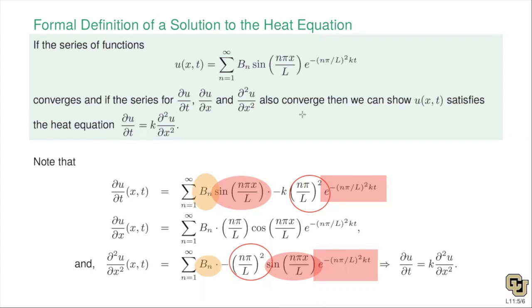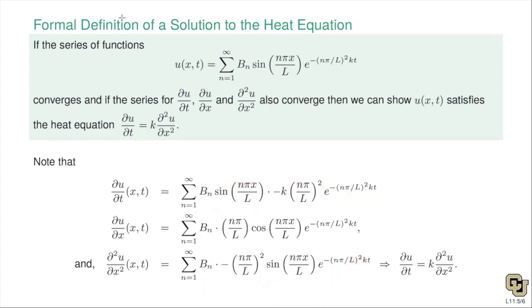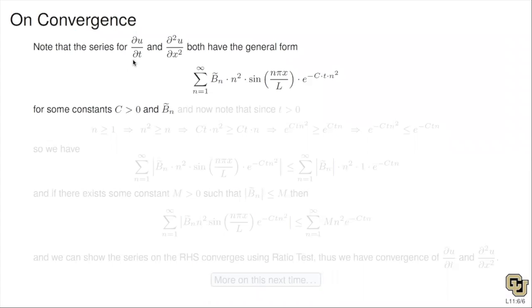So, I'm going to analyze it generically. So I want to look at a series that has that form. Here's the b sub n, here's the n squared, here's the trig function part, here's the exponential part with the t variable in there. So remember, t is time, and we're assuming t is greater than 0 here.